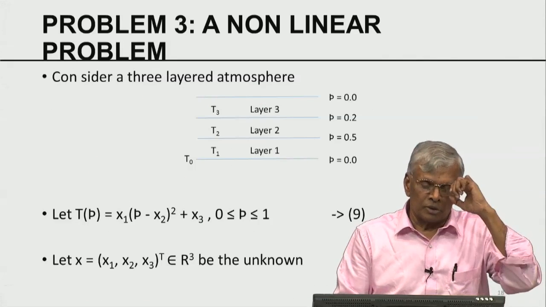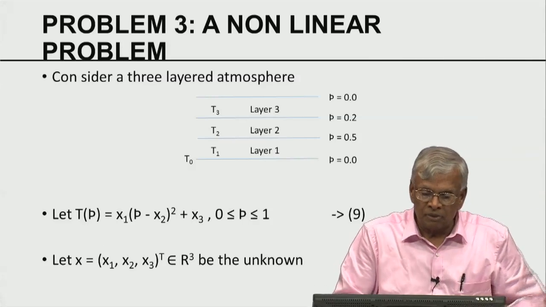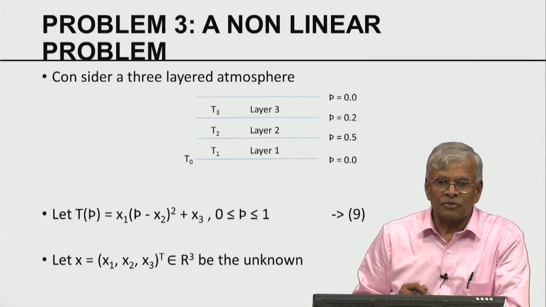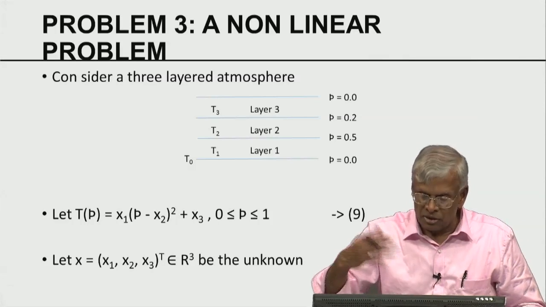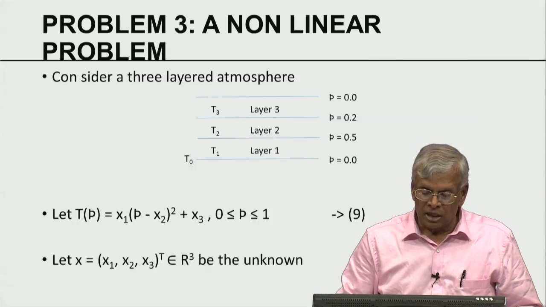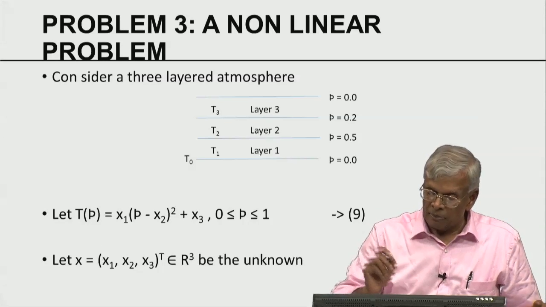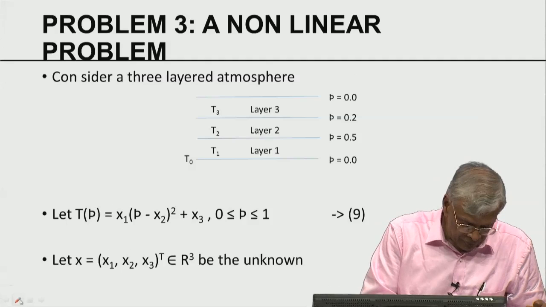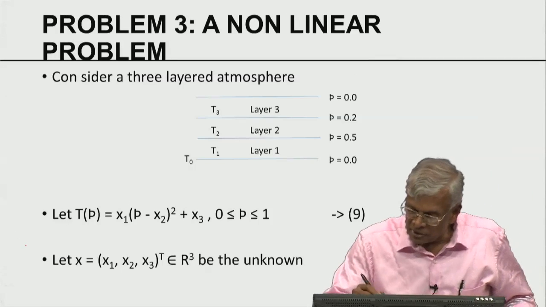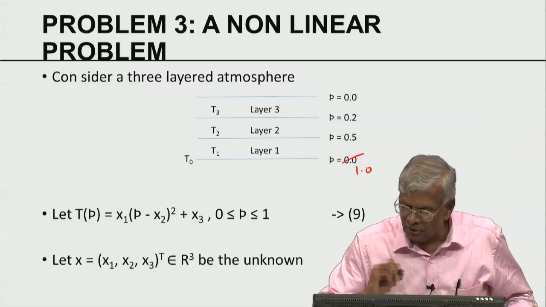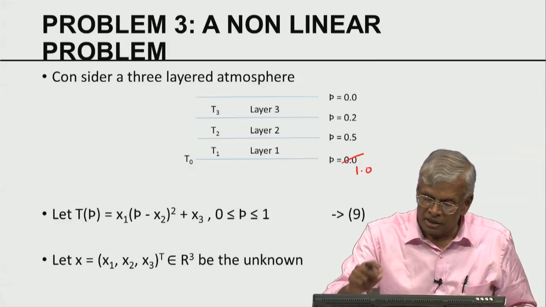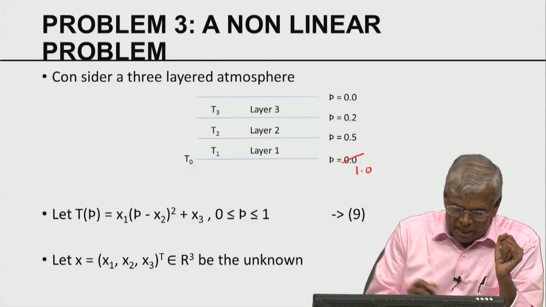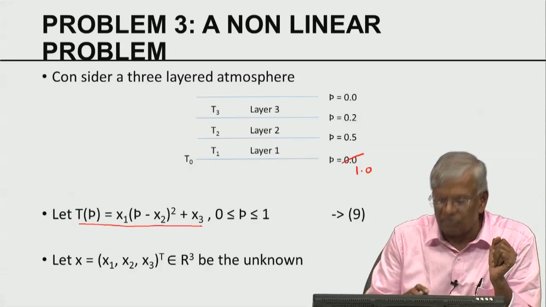Now I am going to talk about the last of the illustrations, using a nonlinear problem. I am again going to go back to the atmosphere, the vertical temperature retrieval problem. I am still going to consider a three layer problem. The pressures are given. The last pressure is not 0, it is 1.0. That is the sea level.